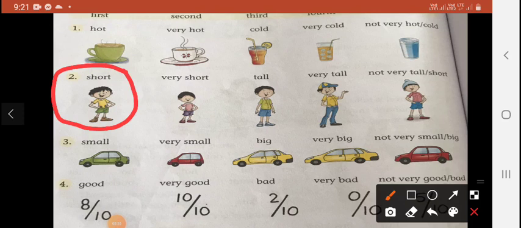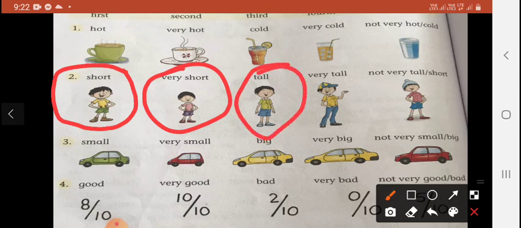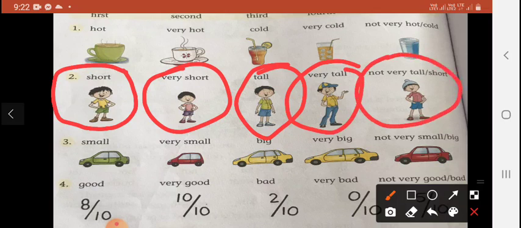Here, short. In the first picture, he is short. In the second picture, he is very short. It describes the word short more appropriately. Then, second, he is tall. He is very tall. Here, the word "very" describes the meaning of tall in a very appropriate manner. This boy is not very tall, not very short.